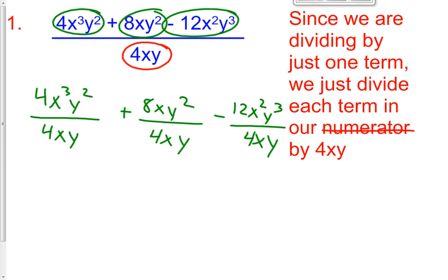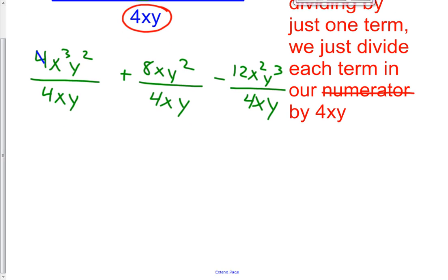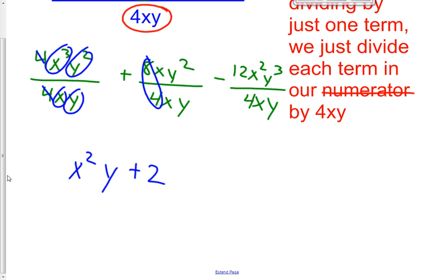So now we're going to divide each of these separately. We have 4 divided by 4 is 1. X cubed divided by x makes an x squared in the numerator. And then y squared divided by y makes a y in the numerator. So our first term is x squared y. Plus our second term, 8 over 4 is the same thing as 2. X divided by x cancels. Y squared divided by y is y to the first. So we have plus 2y.